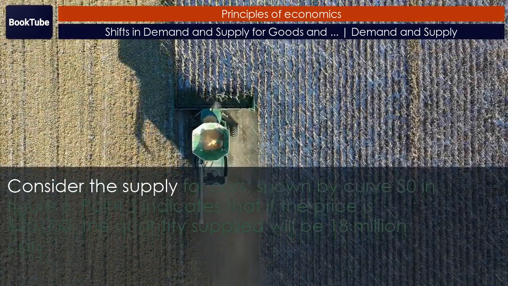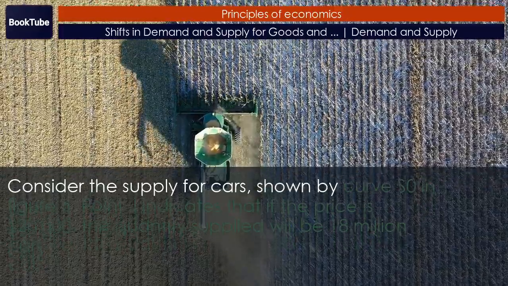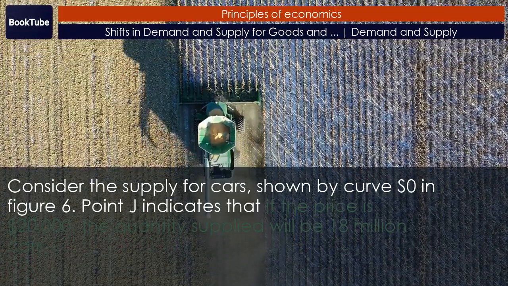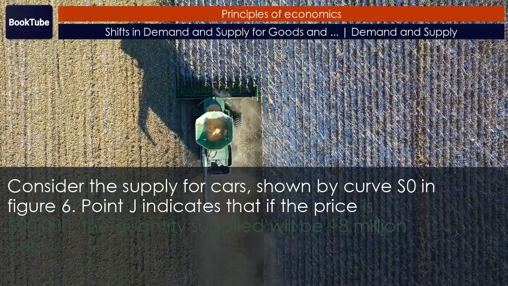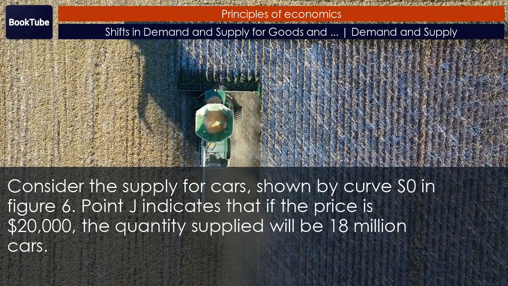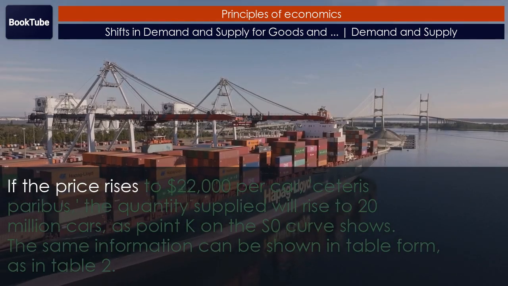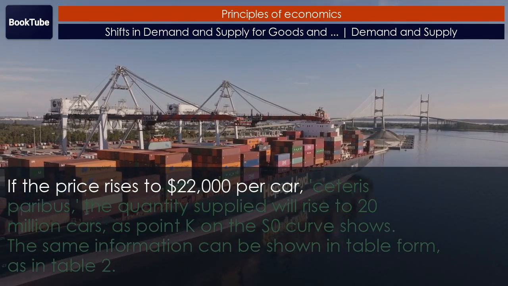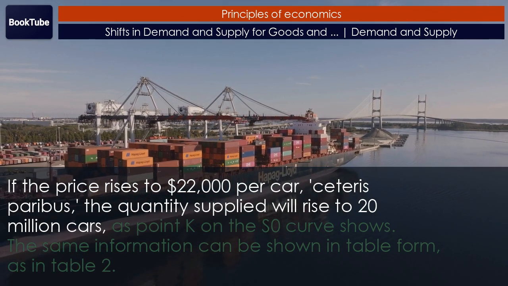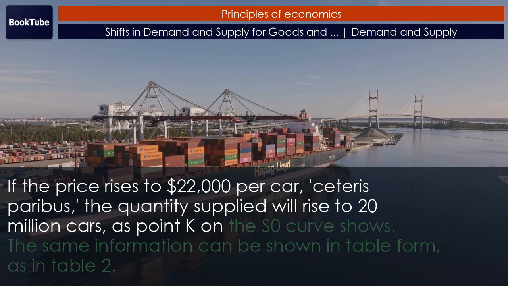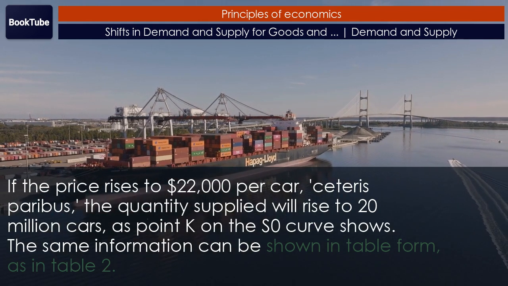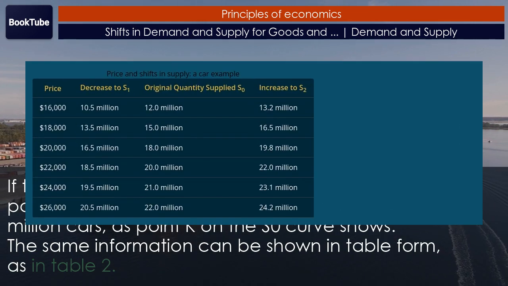Consider the supply for cars, shown by curve S0 in Figure 6. Point J indicates that if the price is $20,000, the quantity supplied will be 18 million cars. If the price rises to $22,000 per car, ceteris paribus, the quantity supplied will rise to 20 million cars, as point K on the S0 curve shows. The same information can be shown in table form, as in Table 2.